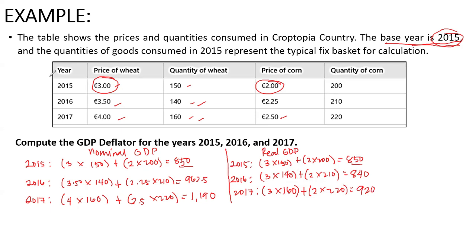If you notice here, for the price of wheat we use 3 because we use the price of the base year, which is 2015, and even the price of corn here, which is 2 euro, is equal across years if we consider the real GDP, because again the price of corn is the price of the base year.